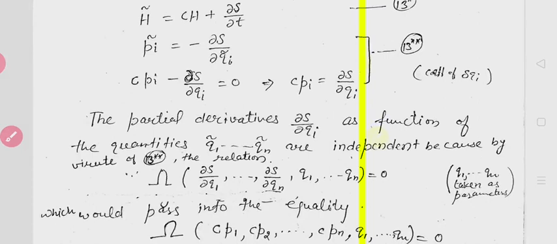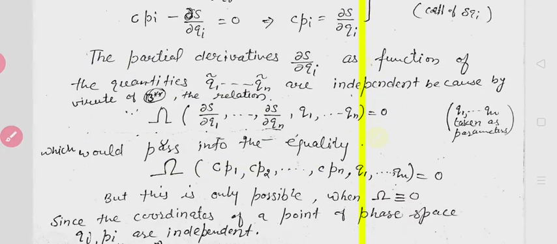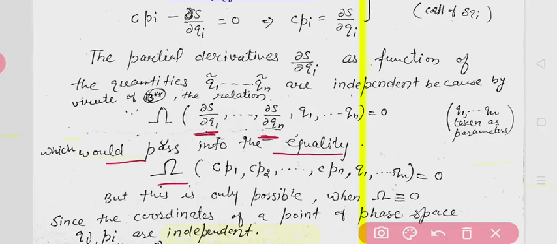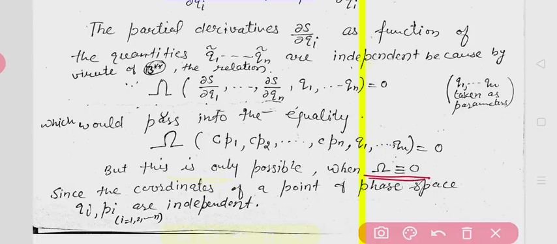Now here this ∂S/∂qi, that is cpi, but pi is a function of t, qi, q̃i. So we are writing the partial derivative as a function of q̃i. These are independent, because by virtue of this relation, a function of this equal to 0, that is ∂S/∂qi minus cp1, cp2, ..., cpn, q1, q2, ..., qn equals 0. But the p's and q's are all independent, so you will say that that function is identically 0, right?